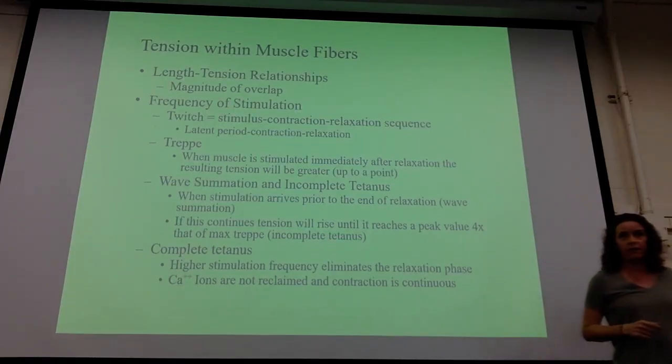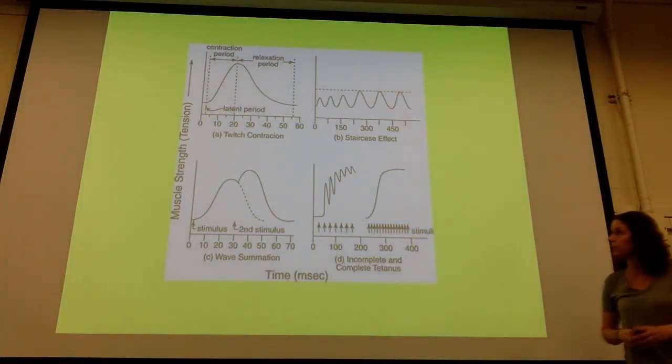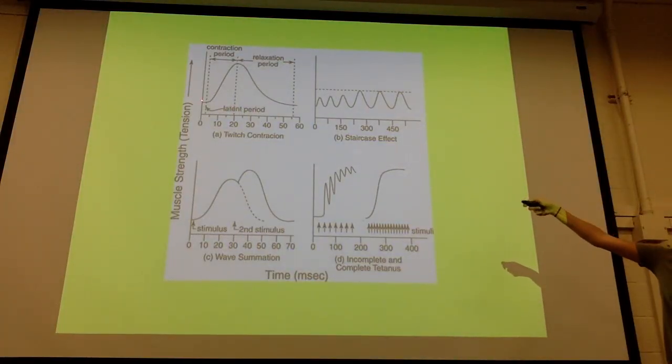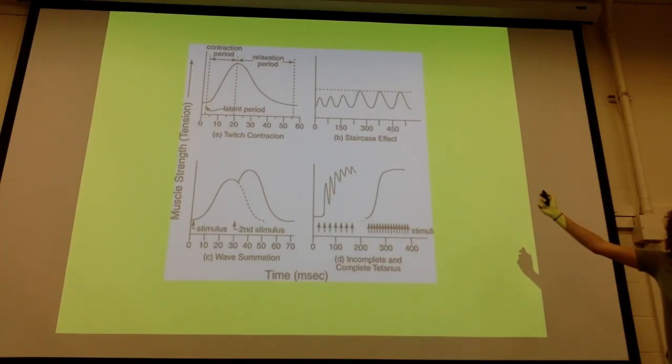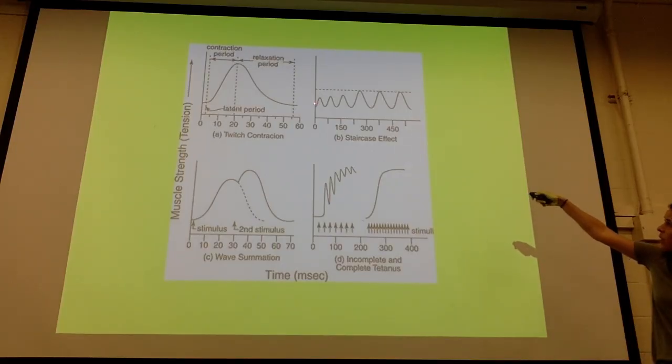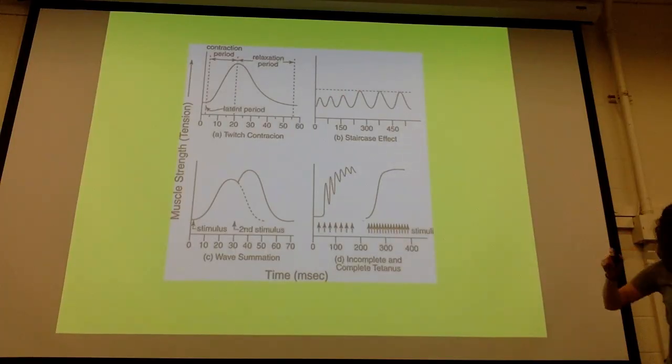I think this graph here will probably clear it up for you. So here's twitch. One single stimulus gives us one contraction, one relaxation. Then we have treppe, which is like a staircase. We're building slightly. So we have one stimulus and relaxation. That second stimulus comes in right at the end of the relaxation phase. And you can see that each wave afterwards builds slightly on the one before.